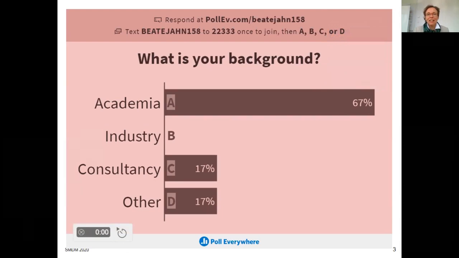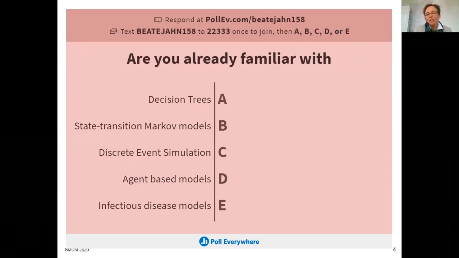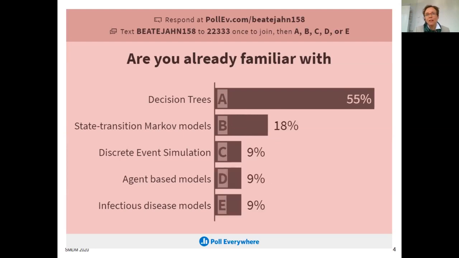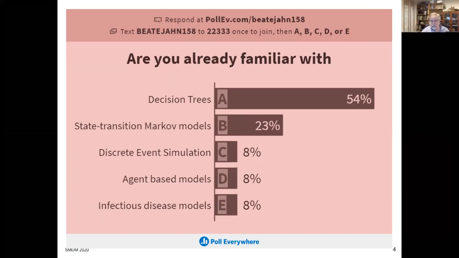Okay, good. And now the final question, which really helps us a little bit in the course, to see where we start from. What is your experience? Are you already familiar with decision trees, state transition Markov models, discrete event simulation, agent-based models, or infectious disease models? You can, of course, give multiple answers. So it looks like most of you are familiar with these models a little bit. State transition Markov models, 30%. And a little bit of experience also in the other modeling approaches, which is nice. I think this will foster a lot of our discussion later on.